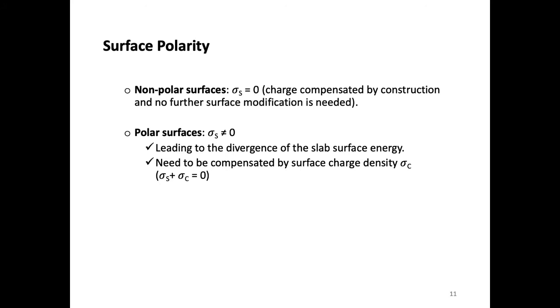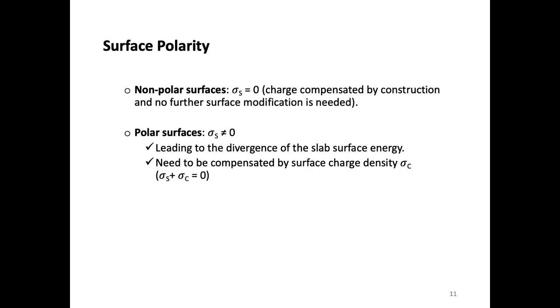So now let's move on to the surface polarity. The surface is the interface between your oxide layer and the ambient air, right? And we can categorize the surface polarity into two, namely nonpolar surfaces, where the surface charge density, defined by sigma sub s, is equal to 0. So charge is compensated by construction and no further surface modification is needed. So by the design of the atoms or ions that make the material, they will help themselves, right?